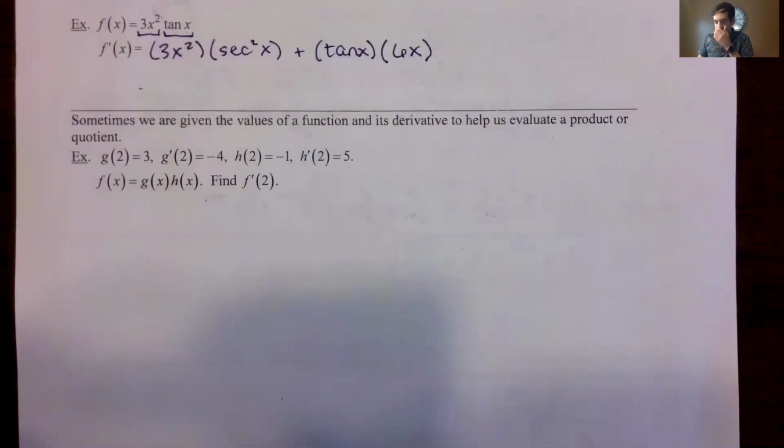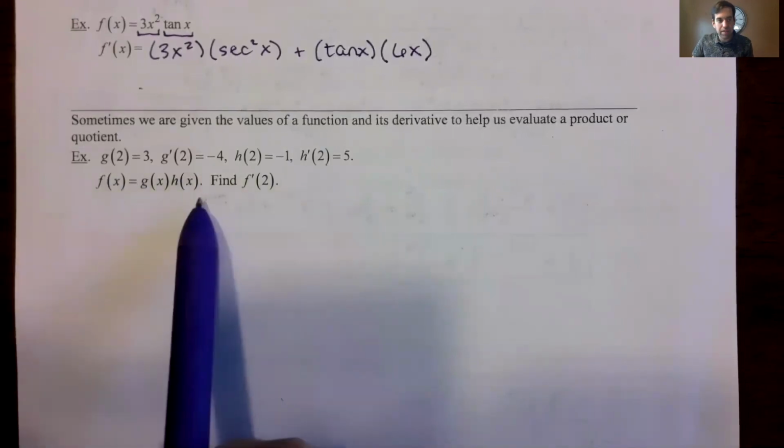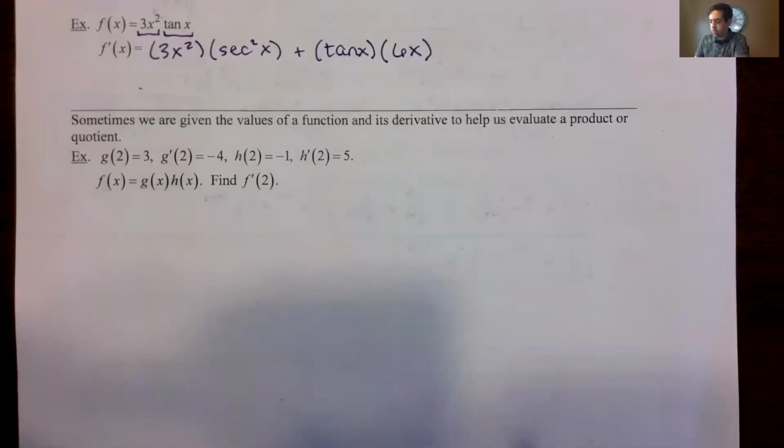Next question, and the last question for these notes. Sometimes we are given the values of a function and its derivative to help us evaluate a product or a quotient. So instead of actually having the function, all we have is certain values, and we're supposed to find f prime of 2. So let's think this through here.